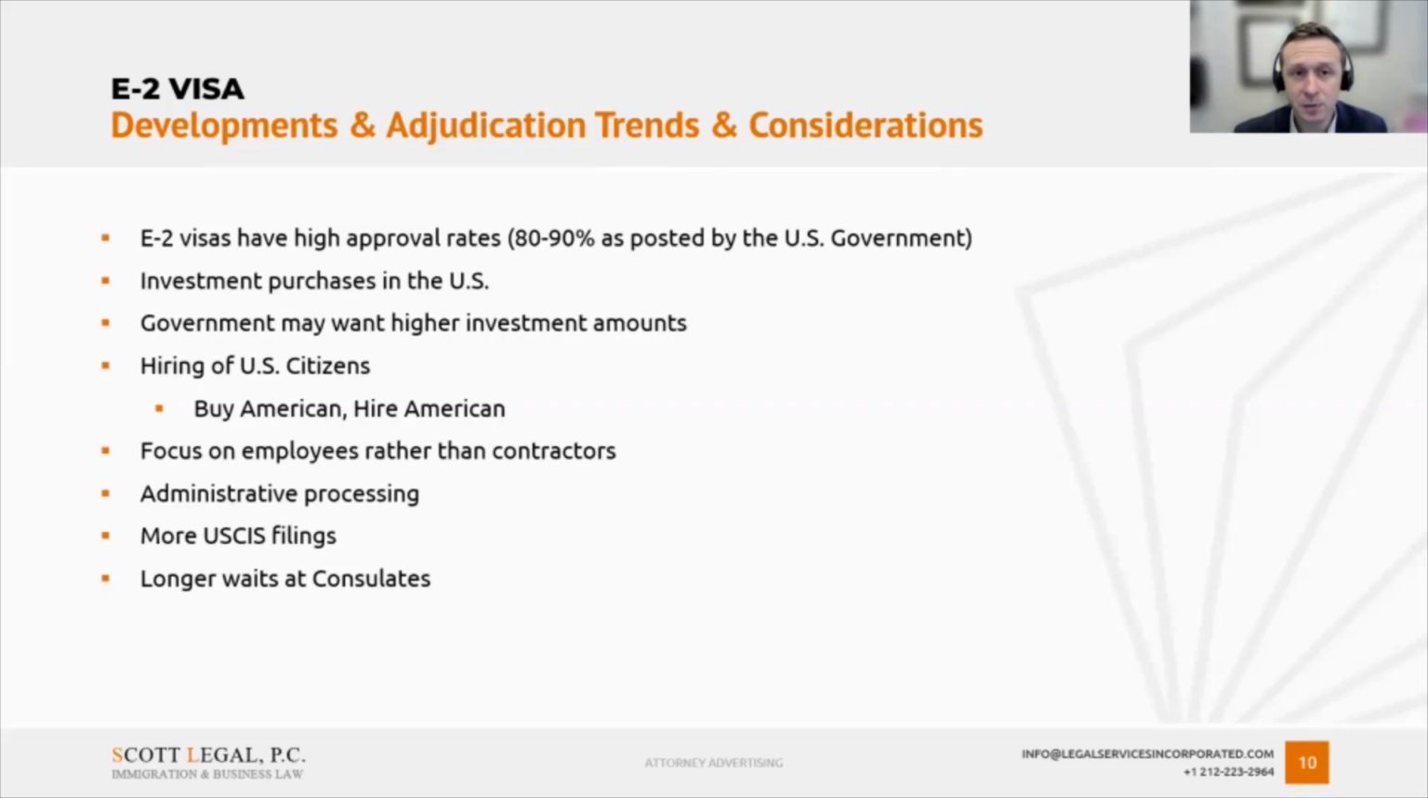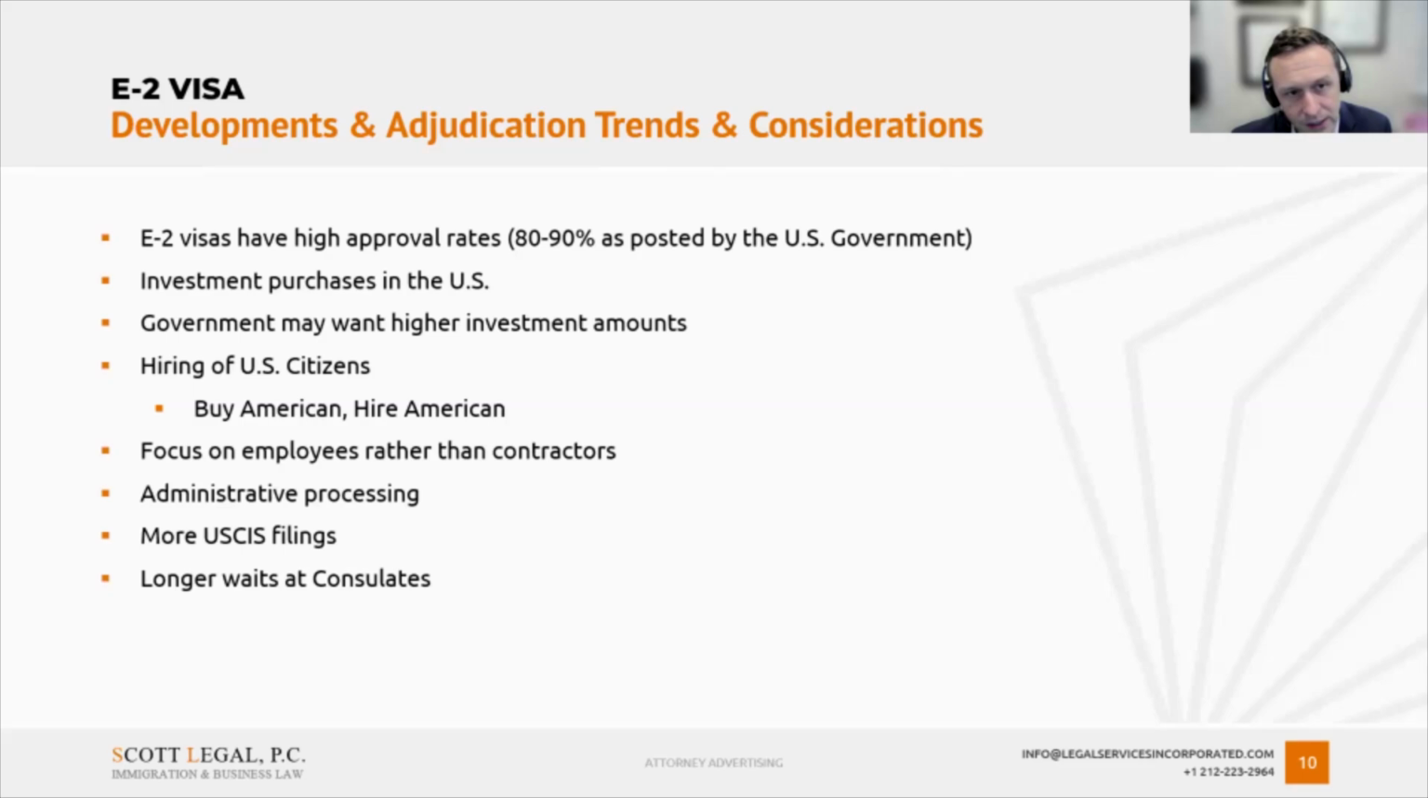Recently, the second item you see, investment purchases in the US. Consular officers are more and more wanting to see that at least half of the investment in the E2 company was spent on items, inventory, equipment purchased in the US. So if you have invested $100,000 into your US company and you sell products on Amazon, be sure not to spend all of those funds on inventory in China. Try to limit the expenditures outside the US to 50% of your investment, and then the rest try to dedicate to things you're buying in the US.